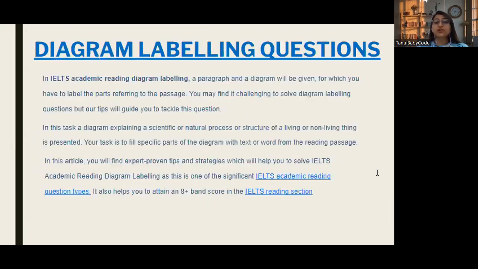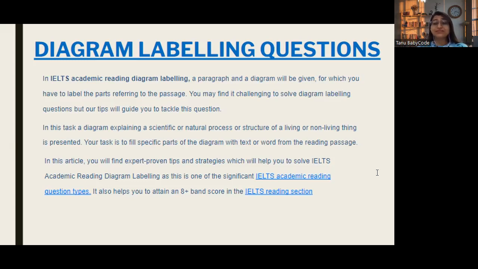Moving forward, let's talk about diagram labeling. Now, what is diagram labeling? A paragraph and a diagram will be given to you. You have to label the parts of the diagram. Most of the answers will be in the same paragraph. You just have to analyze your diagram very carefully.